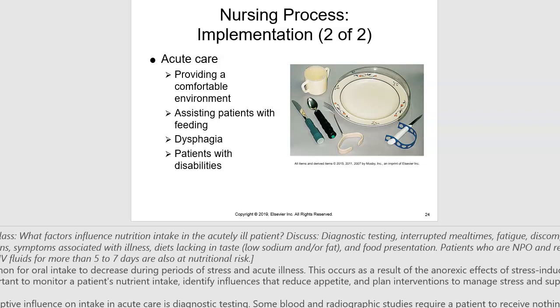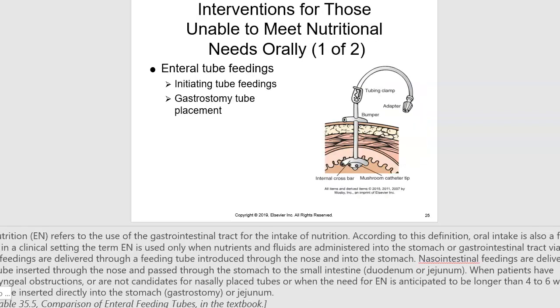Okay. So what do we do for people who are unable to meet their nutrition needs orally? We're going to first talk about tube feedings. Enteral nutrition is the use of the gastrointestinal tract for the intake of nutrition. According to this definition, oral intake is also a form of enteral nutrition. However, in a clinical setting, the term enteral nutrition is only used when nutrients and fluids are being administered into the stomach or gastrointestinal tract via a feeding tube.